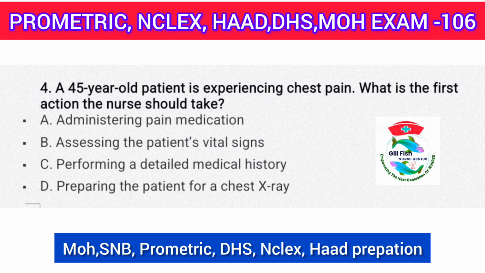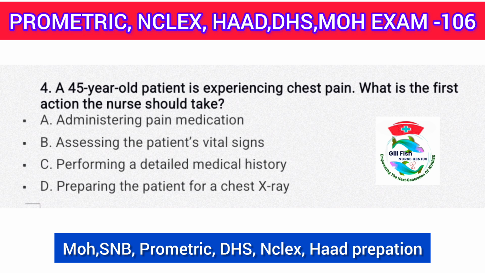Fourth question. A 45-year-old patient is experiencing chest pain. What is the first action the nurse should take? Option A, administering pain medications. Option B, assessing the patient's vital signs. Option C, performing detailed medical history. Option D, preparing the patient for chest x-ray.